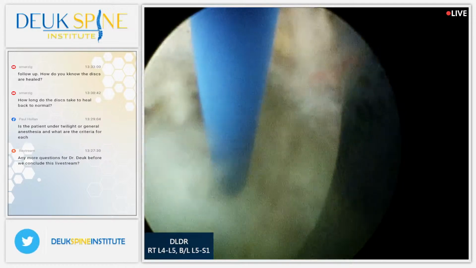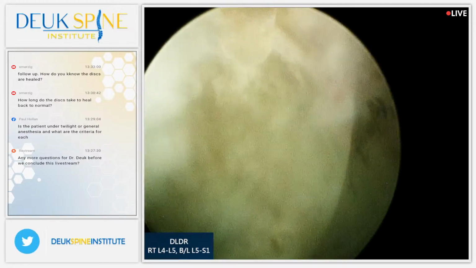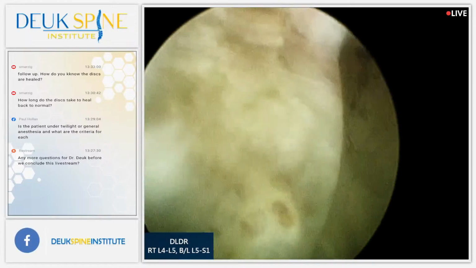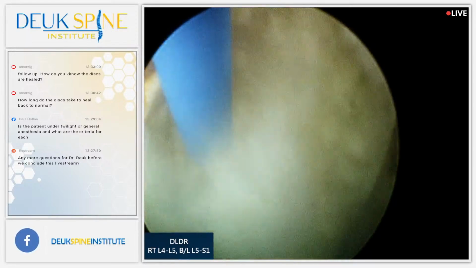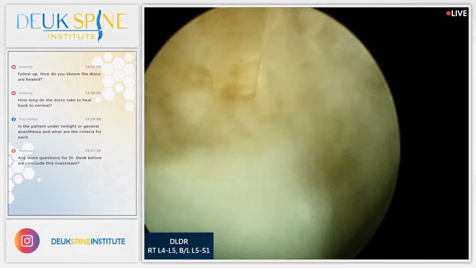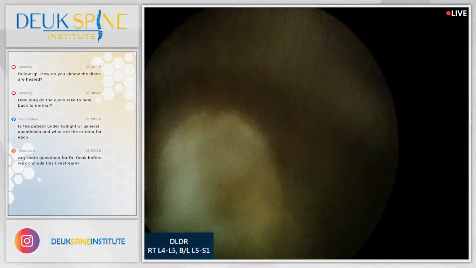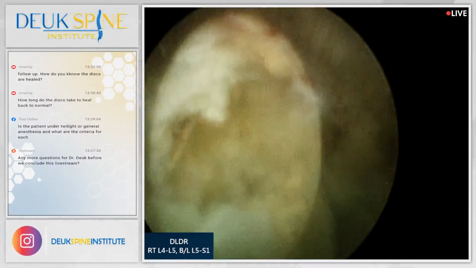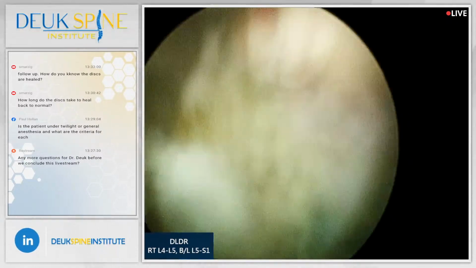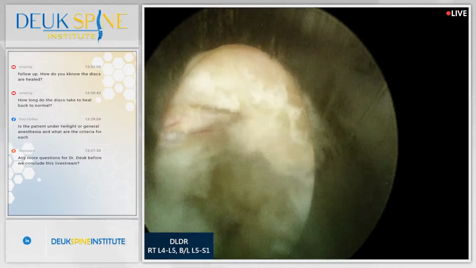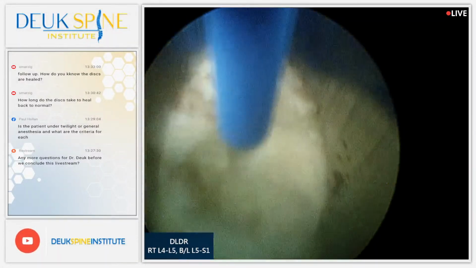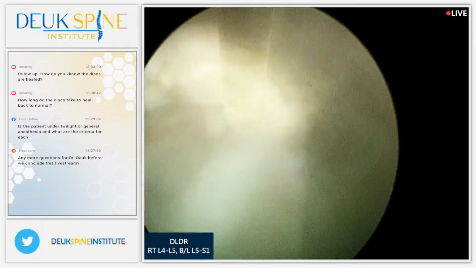All right, I think we're done. Once again, we're not going to see a normal disc at the end of the surgery. We don't expect to. We expect to have a pain-free disc. That's our goal: eliminate pain, improve function. If you get rid of the patient's pain, then they can go back to doing normal things. Okay?